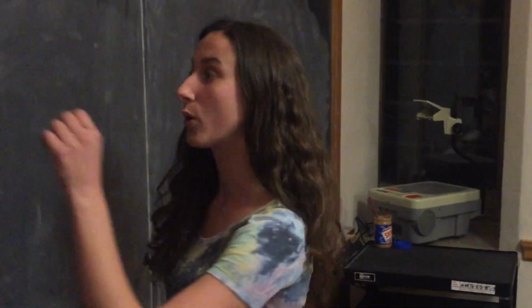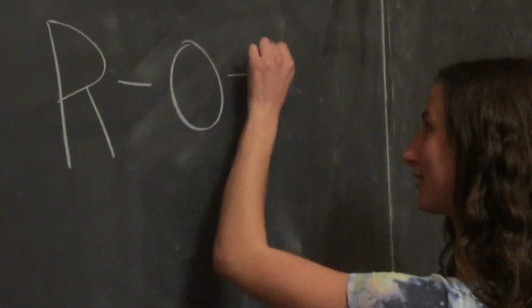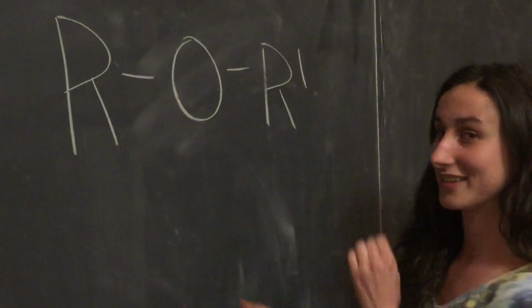An ether is a class of organic compounds that's an oxygen attached to two alkyl or aryl groups with a general formula of ROR. Roar.